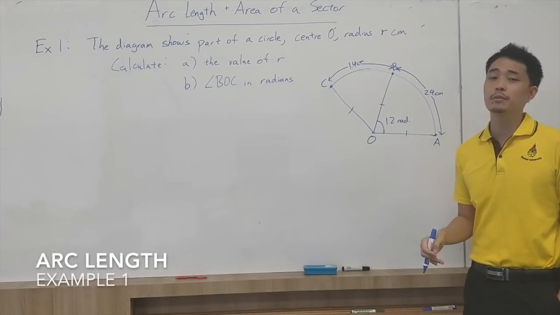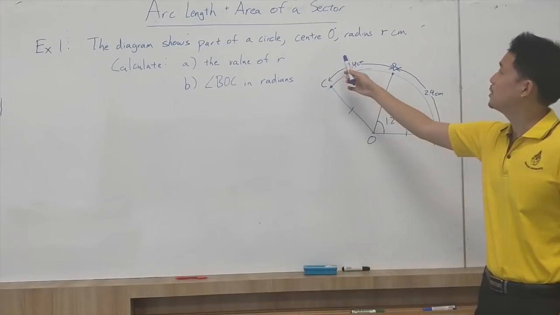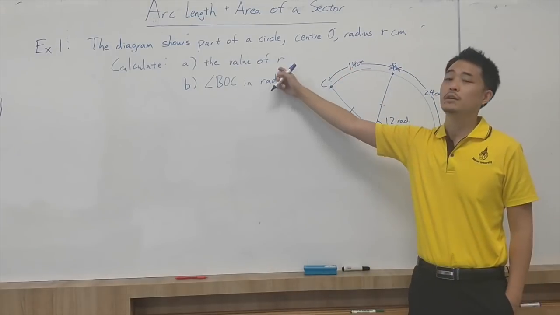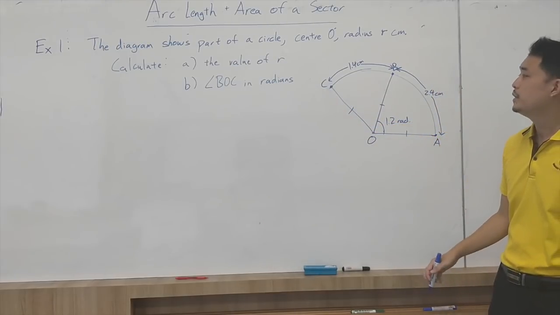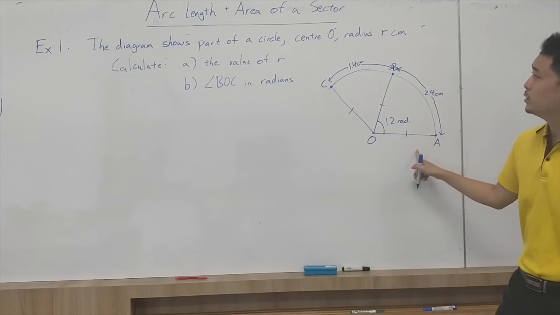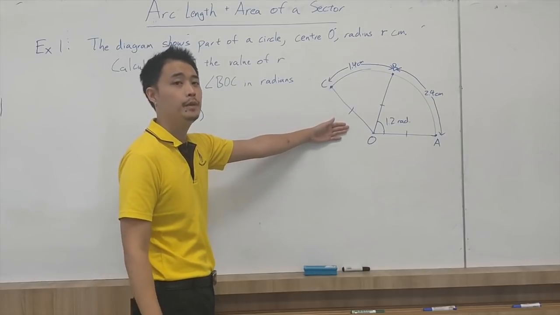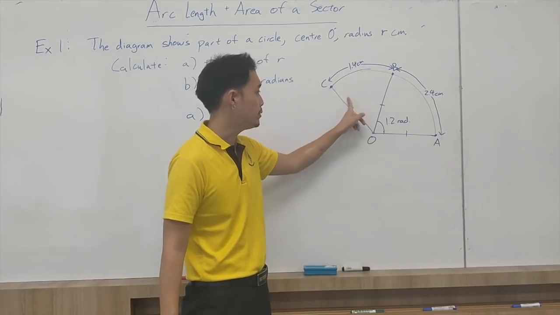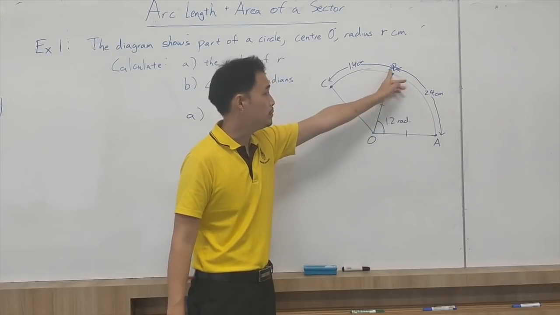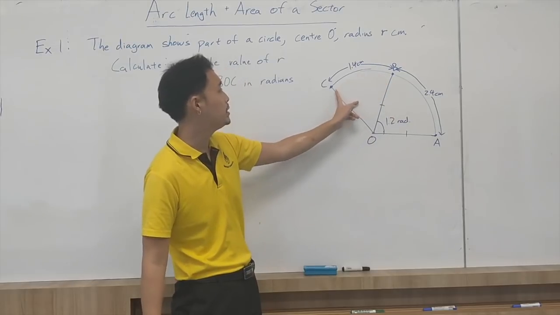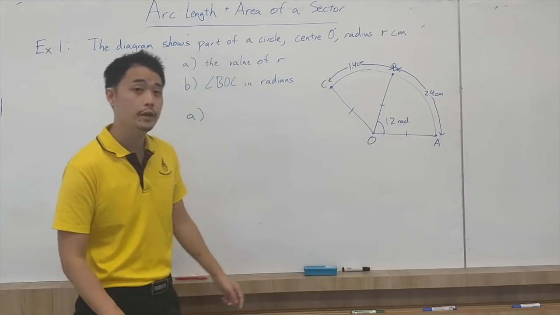Okay guys, so the first example is about arc length. It reads: the diagram shows part of a circle with center O, radius r centimeters. Calculate the value of r, the length of the radius, and the angle BOC in radians. Let's take a look at the first part, the value of r. What we can see from this diagram is that this is a circle. We've got three radii, and we have one arc length from A to B, 2.4 centimeters, one arc length from B to C, 1.4 centimeters, and one angle here, which is 1.2 radians.